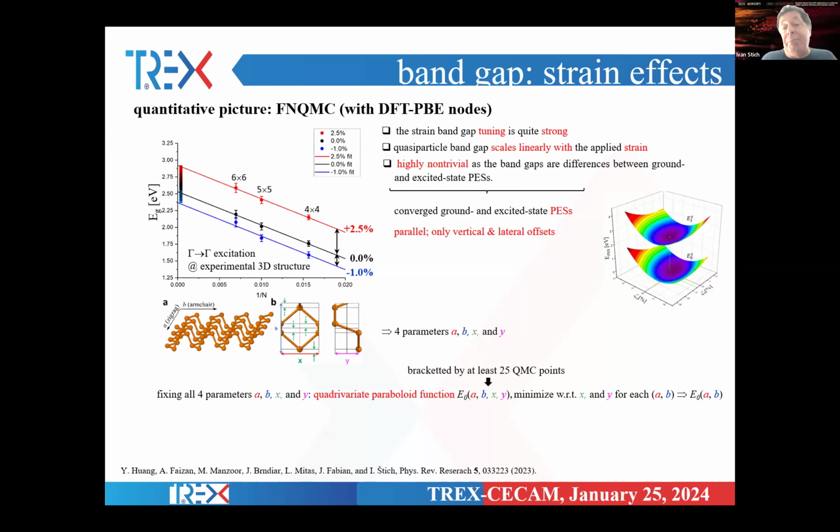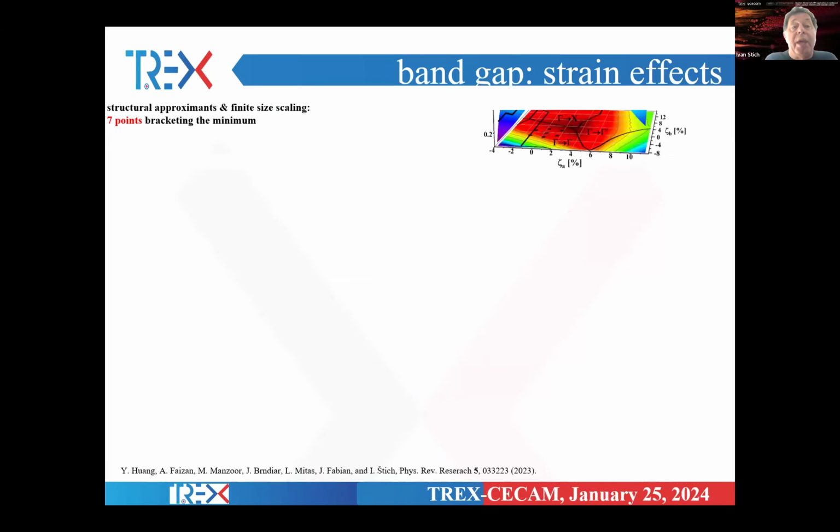And all this is done by bracketing these minima by at least 25 QMC calculated points. And by doing that, I can end up with a bivariate function by minimizing with respect to X and Y. The excited state is only calculated at the equilibrium, so that's strictly a 2-dimensional function. Okay, so this is now what we do.